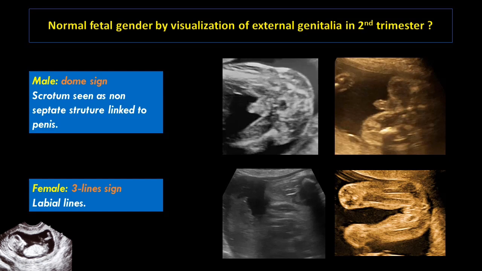As you can see on the upper images, the penis is seen connected to the dome-shaped structure of the scrotum in male fetuses, while on the lower images, the 3-line sign of labial lines is better visualized, denoting female fetus.